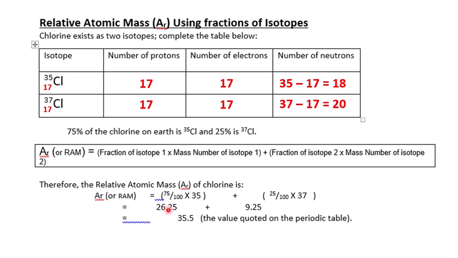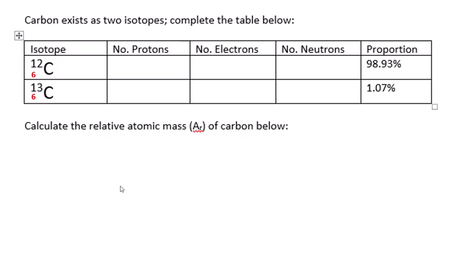And remember, if you're asked for the relative atomic mass, usually 1 decimal place. There's a couple of other examples, so if you feel happy enough, you can go ahead and do these. Pause the video and then go ahead and do them. If you're less happy, I'll go over the first one, and then you can do the next one.